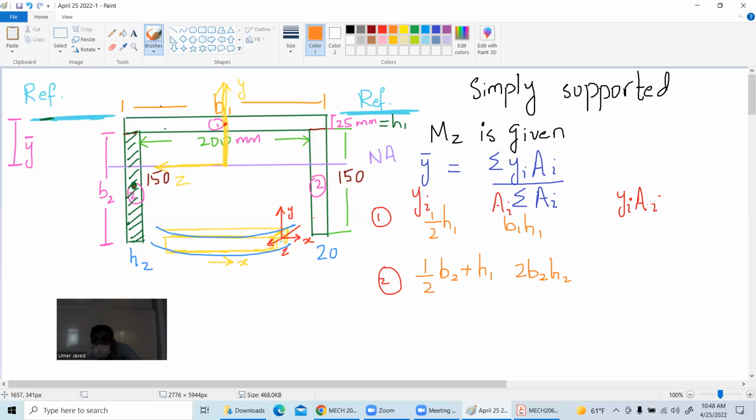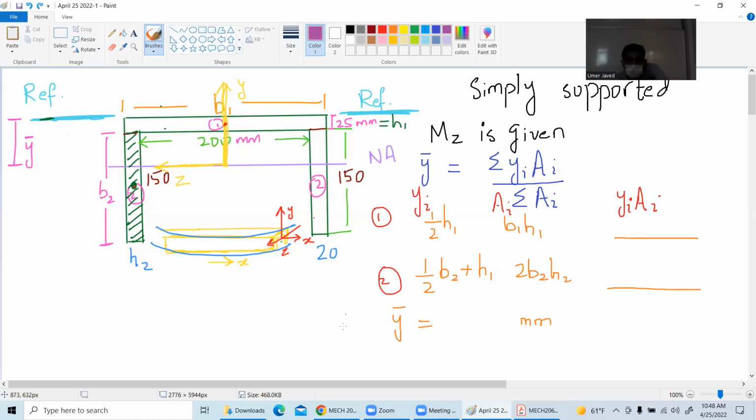And then yi ai, you will use the calculator yourself. Then you will use the y bar formula and give me the answer in millimeters. This centroid will be y bar from which line? The reference line that you have created. Last but not least, the neutral axis passes through which line? The centroidal line that you have found.